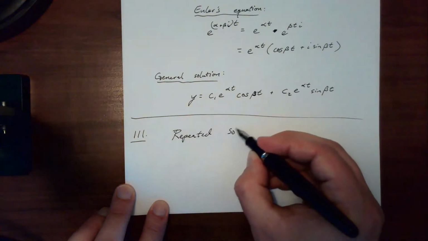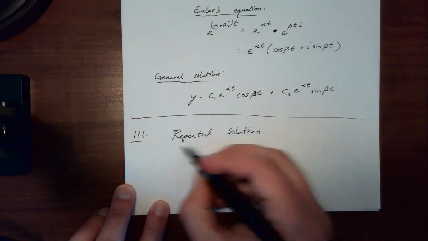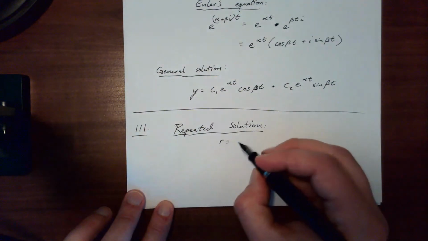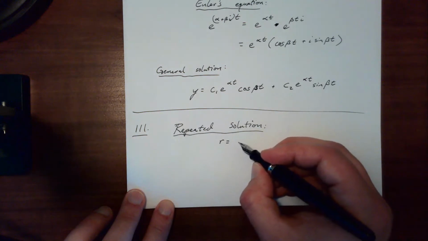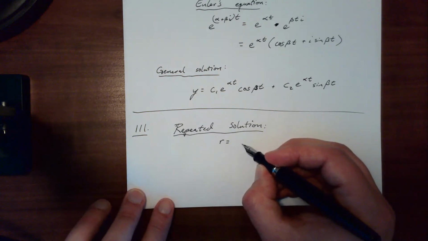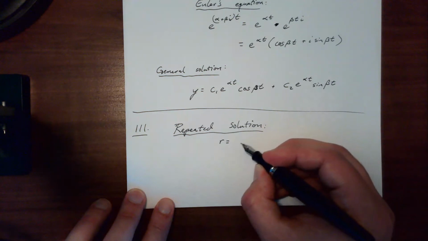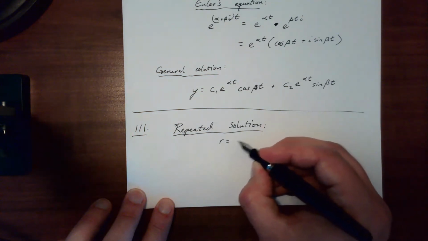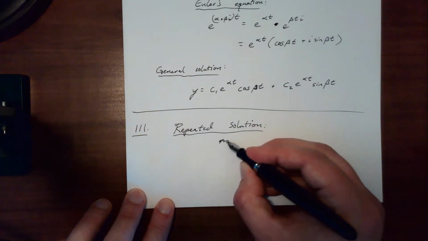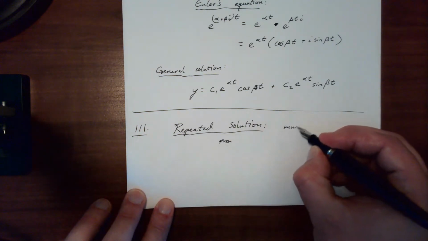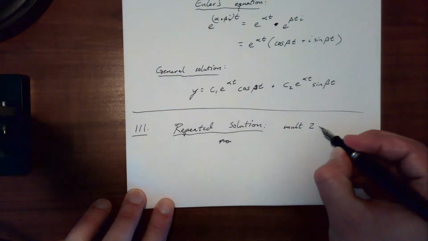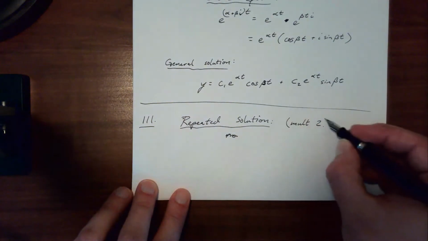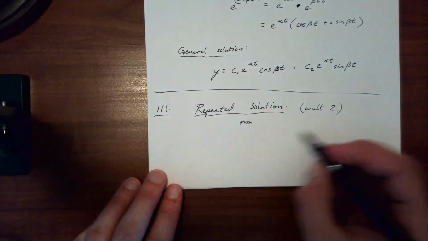So a repeated solution. So r equals just one particular value with multiplicity 2. Let's just say multiplicity 2. Okay, so then the format of the solution here is going to be as follows.